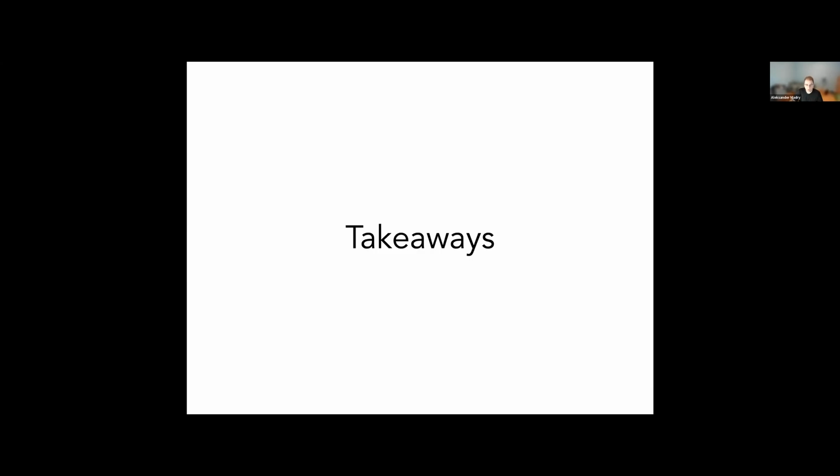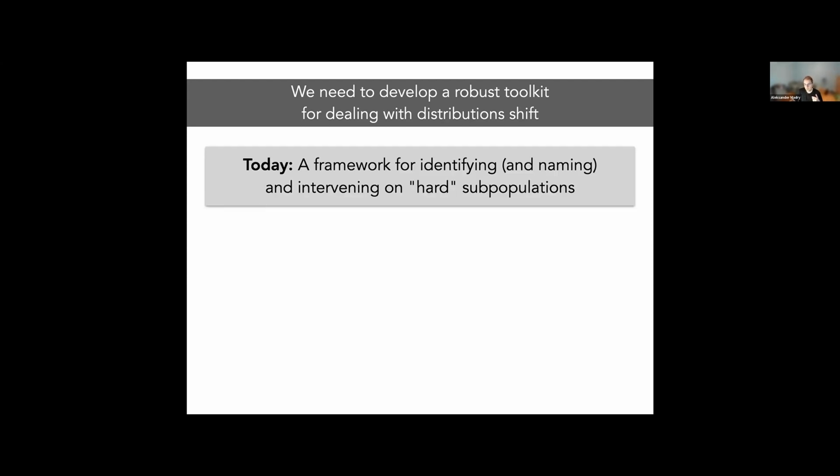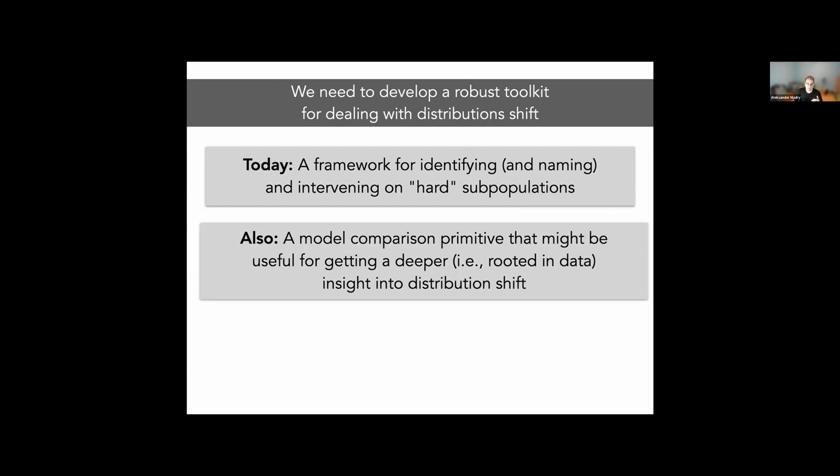Okay, so that's all I have to say. Just a few takeaways. I guess it will surprise no one that we really need to develop a robust toolkit for dealing with distribution shifts. It is something that we all talk about. I don't think there is a very reliable toolkit in place to deal with that, but hopefully we are all working on this. Today, I presented to you a framework that provides one approach for identifying, naming and intervening on such hard subpopulations via solving this error prediction problem in the latent space of a model. And also, I told you about this model comparison primitive that might be a useful tool for getting a deeper insight into distribution shift, one that is rooted in data and in features.